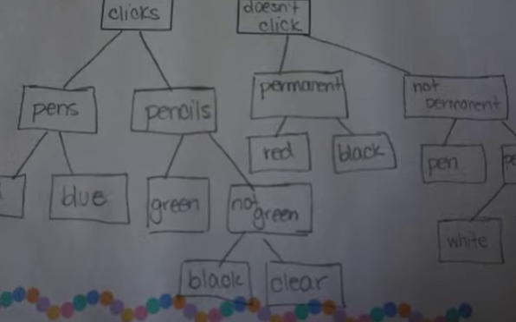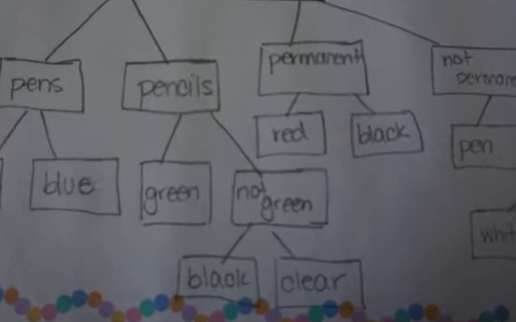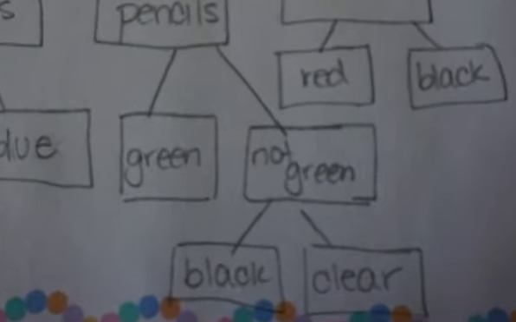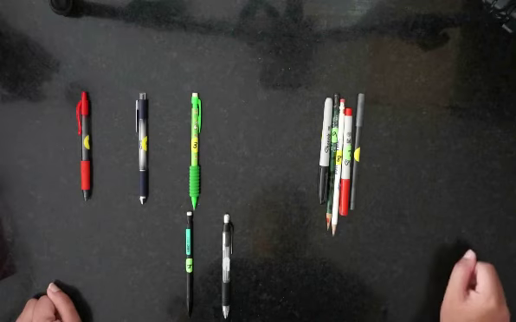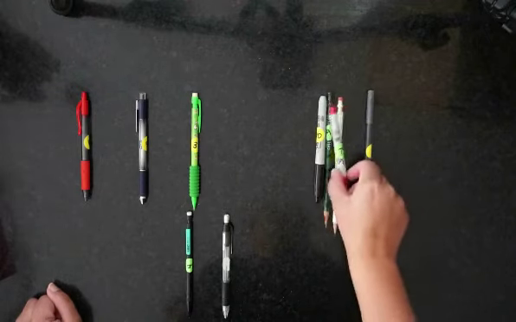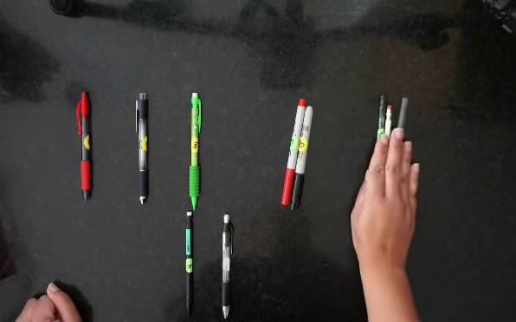And then I'm adding that to the tree. This is my finished tree. Obviously yours isn't finished yet, but you can see how I've been doing it. And then you're just going to take your other group and finish sorting. Again, two groups every time.